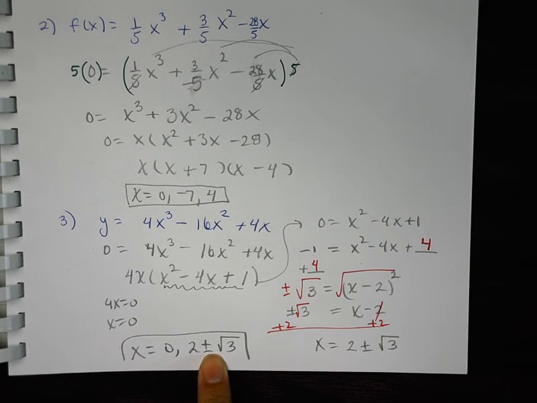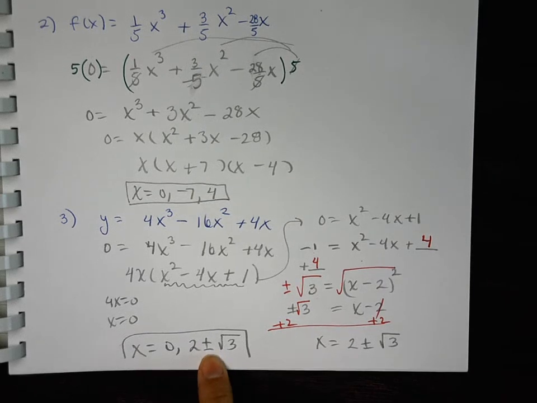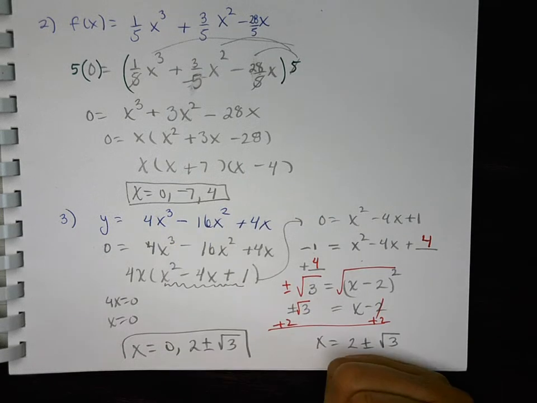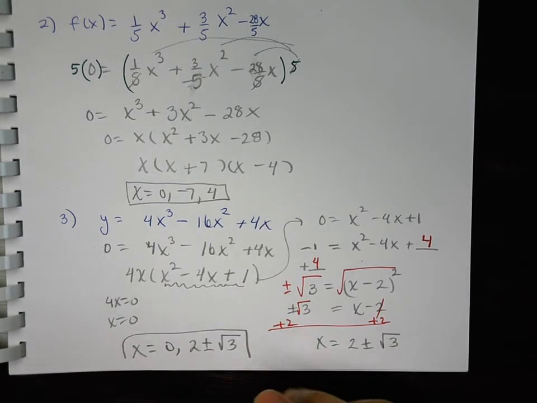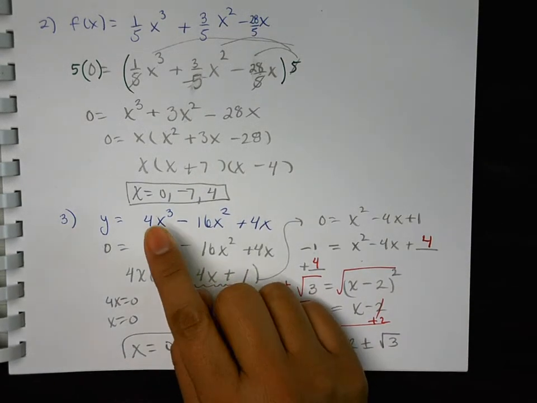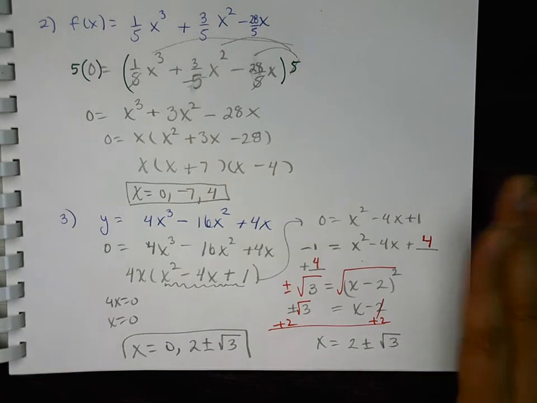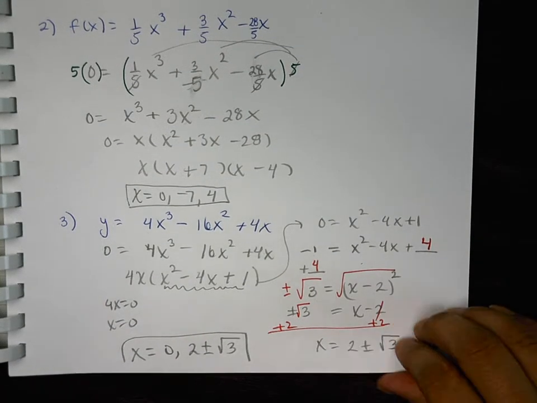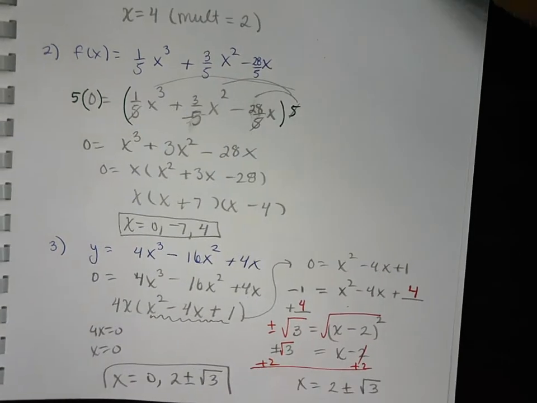All right. You will have 3 roots always, whatever your degree is. Some of them might be repeaters, double roots. Some of them might be imaginary numbers. But there will always be the value of your degree. All right. Questions on what we've done so far? We're good? Okay.